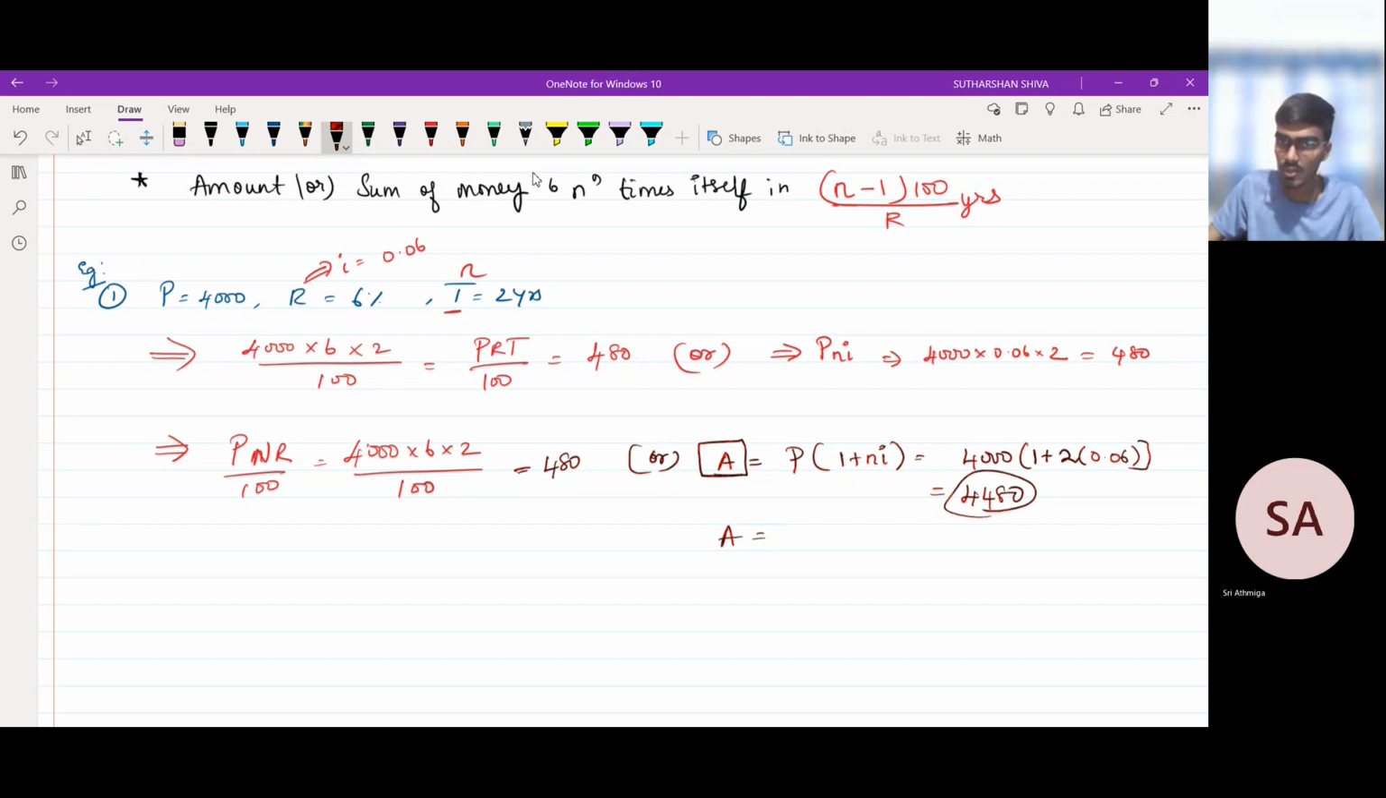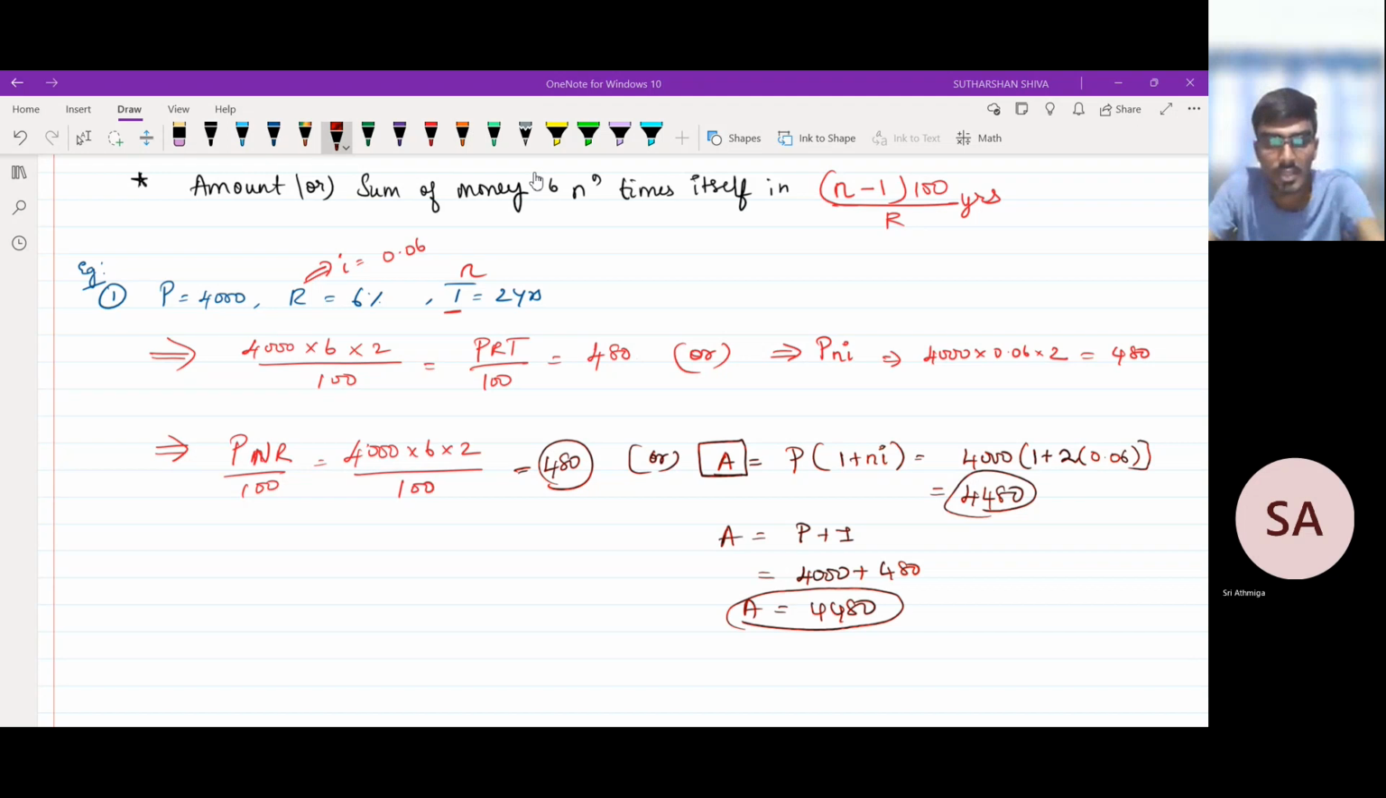Suppose this question is asking you to find out the amount, you can use this formula. Our amount is equal to principal plus interest. You already know the principal, that is 4,000. You already know the interest, that is 480. Therefore, amount is equal to 4,480. This is also one way to find out the amount.